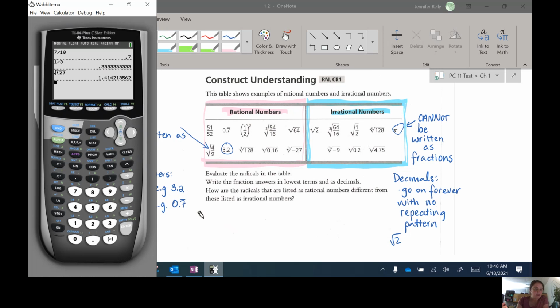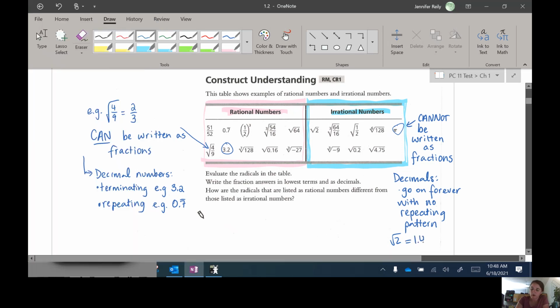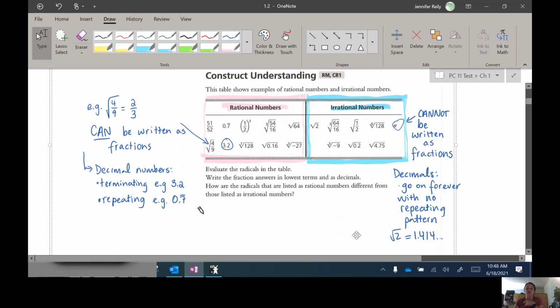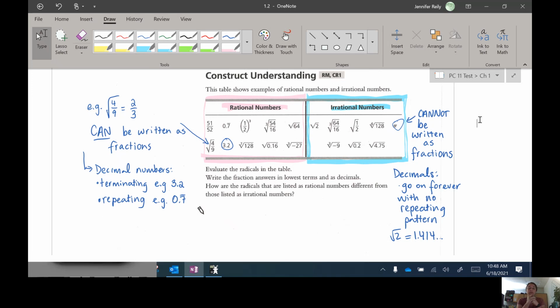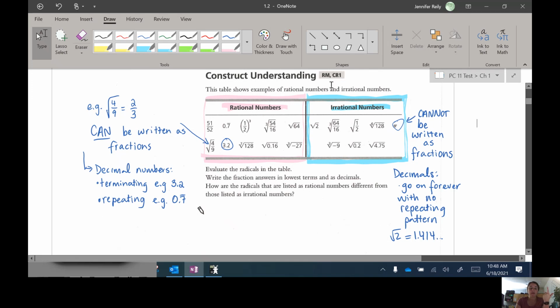So I'll just write it down here, 1.414... because it keeps going forever and there's no pattern. So there's actually no way to write square root of 2 as a fraction. Okay, so that's the main idea today, categorizing numbers within one of these two groups. And then we're going to go a little bit further in this rational number category.